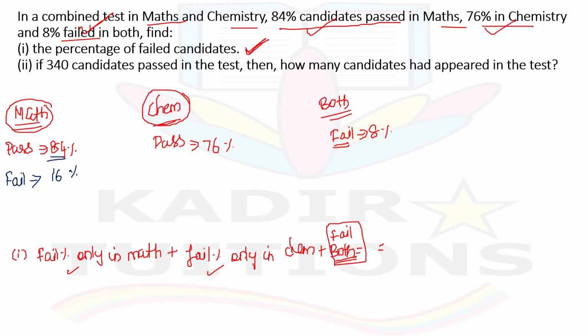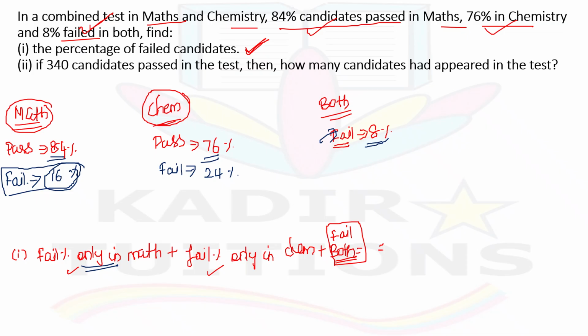The same thing for chemistry also. What is the fail percentage in chemistry? Pass is 76, so the fail percentage is going to be 100 minus 76. So it's nothing but 24 percent. Now it is a fail percentage in math, but we want only in math. Only in math means what? In this 16 percent, some people come under this both category also. So I am supposed to reduce this both category from both math and chemistry.